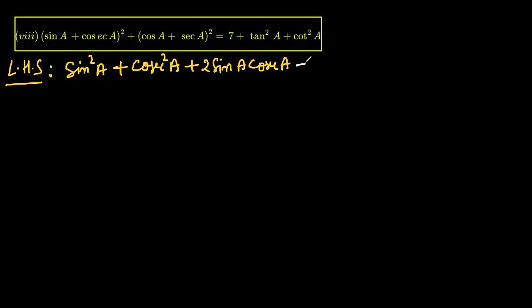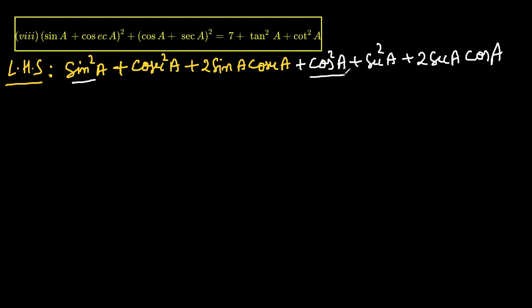And then next we have plus again a plus b whole square. So this is cos square a plus sec square a plus 2 sec a cos a. So this is very simple. I think a plus b whole square is a square plus b square plus 2ab. Now there are terms like sine square a plus cos square a. That will give us 1.